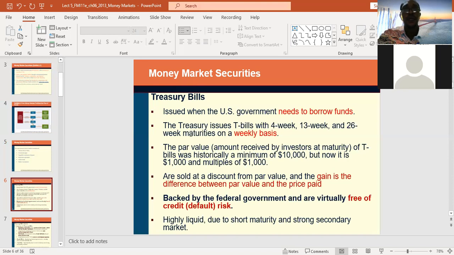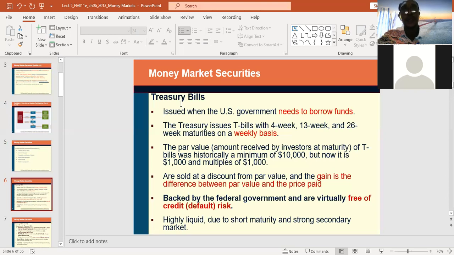So the Treasury bills can be in different periods. It can be 4 weeks, it can be 13 weeks, it can be 26 weeks. So within 1 year, you can invest your money and still make some returns. The par value of the Treasury bills was historically a minimum of 10,000, but now it is 1,000.